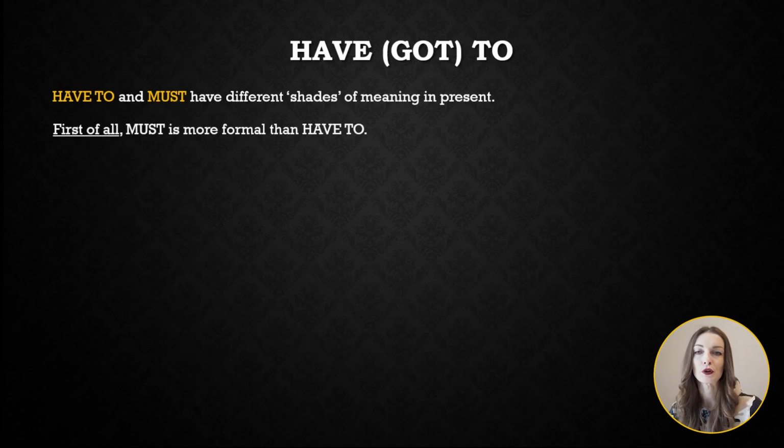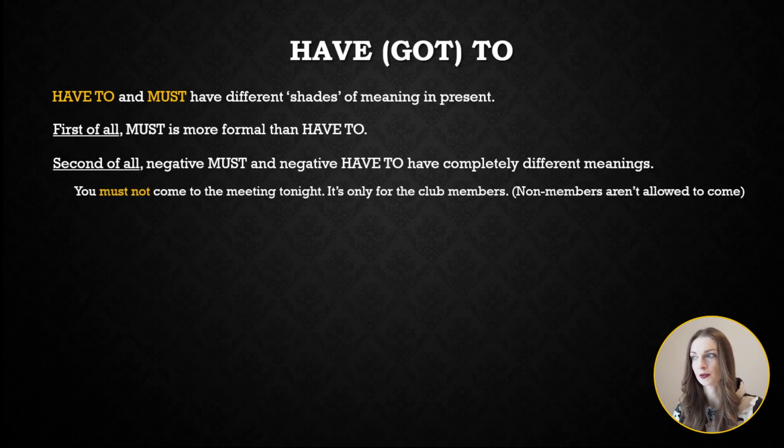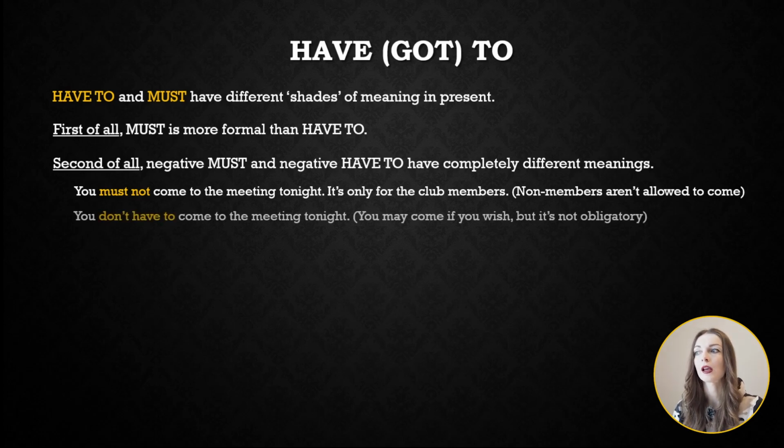First of all, must is more formal than have to. Second of all, negative must and negative have to have completely different meanings. That's important. You must not come to the meeting tonight. It's only for the club members. This sentence means that non-members aren't allowed to come. It's prohibited. Must not expresses prohibition. You don't have to come to the meeting tonight means you may come if you wish, but it's not obligatory.